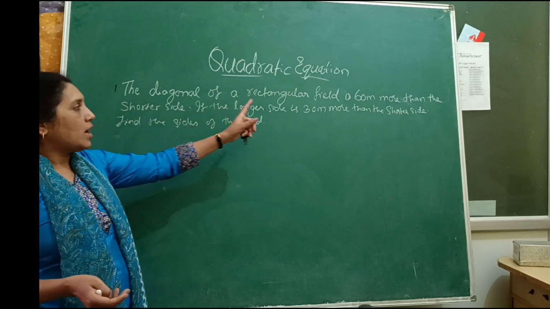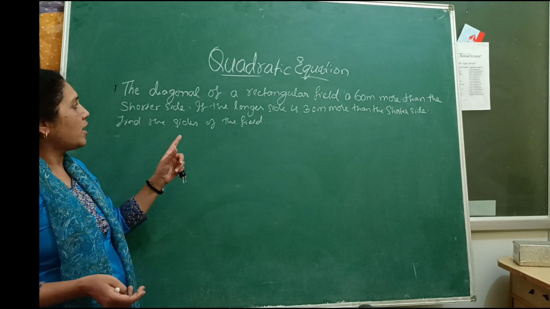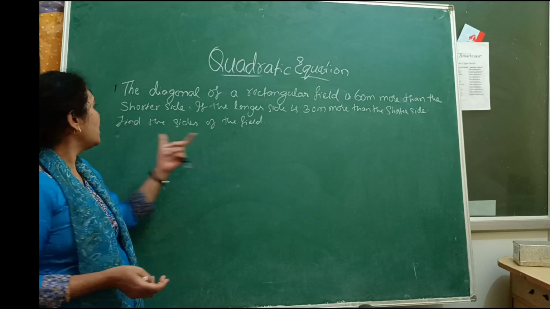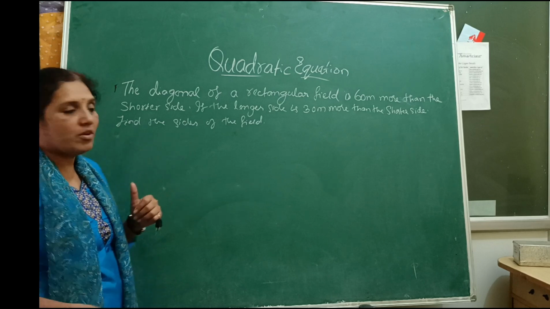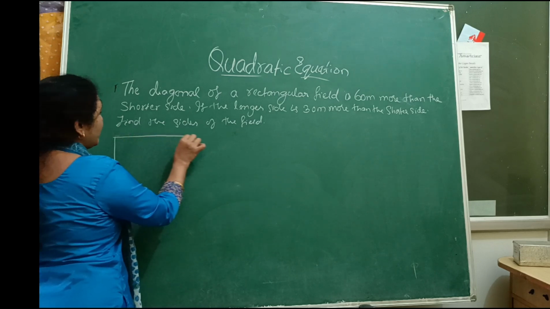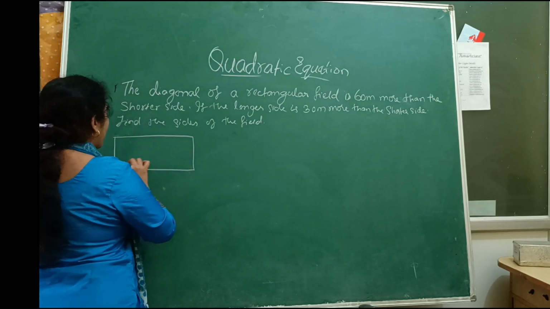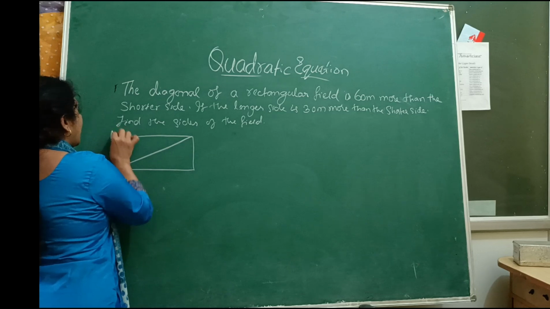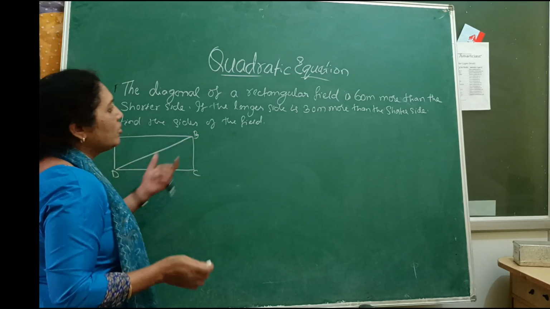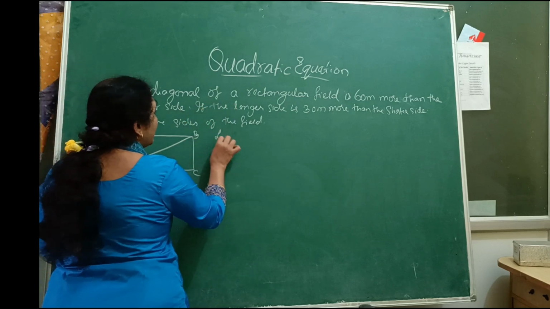The diagonal of a rectangular field is 60 meter more than the shorter side. If the longer side is 30 meter more than the shorter side, then find the sides of the field. Let me draw a rectangle, and let me draw a diagonal and name this. Since I have mentioned shorter side and longer side, let me write it down.